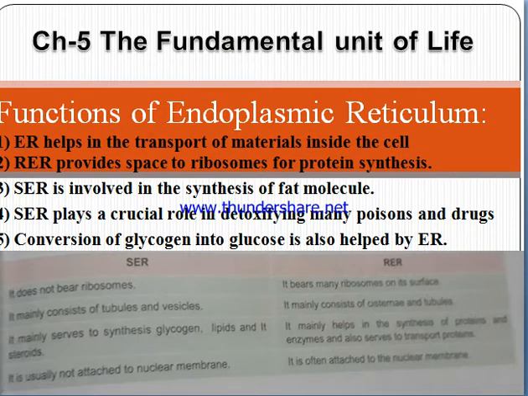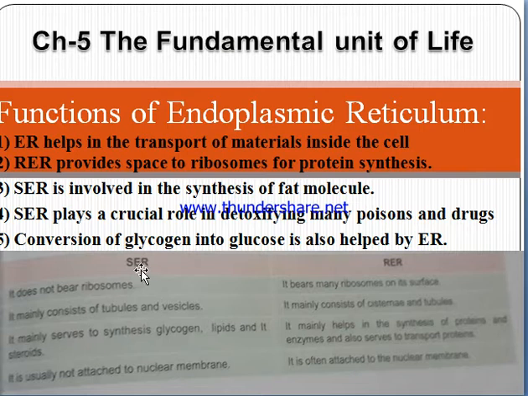Next, what is the function of the endoplasmic reticulum? Both rough and smooth have different functions. I am here writing the collective functions. Endoplasmic reticulum helps in transport of materials. Rough endoplasmic reticulum provides space for protein synthesis. Smooth endoplasmic reticulum is involved in synthesis of fat molecules. It helps in detoxifying many poisons and drugs. It helps in conversion of glycogen into glucose.